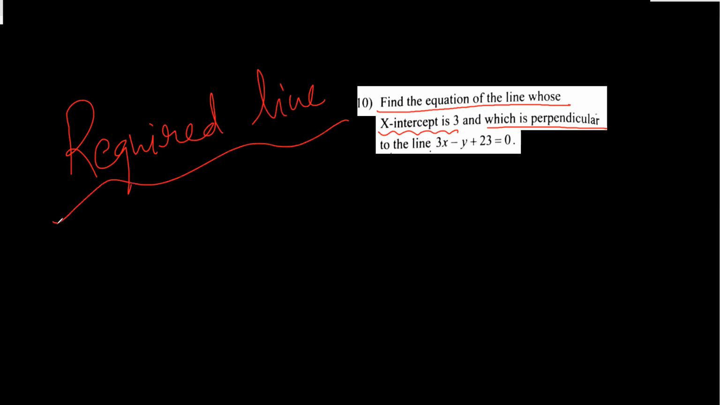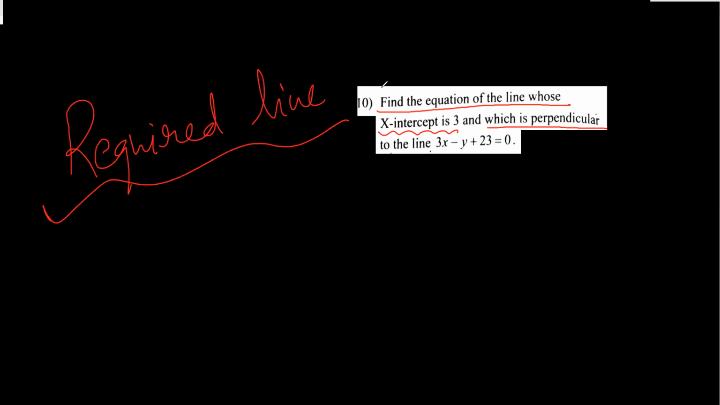Okay, students, now see this question number 10. This is also a very interesting question. The question is, find the equation of the line whose x-intercept is 3 and which is perpendicular to the line 3x minus y plus 23 equals 0. Okay. So, the required line, always remember, required line. Learn this. What is the meaning of required line? The line whose equation you have to find.